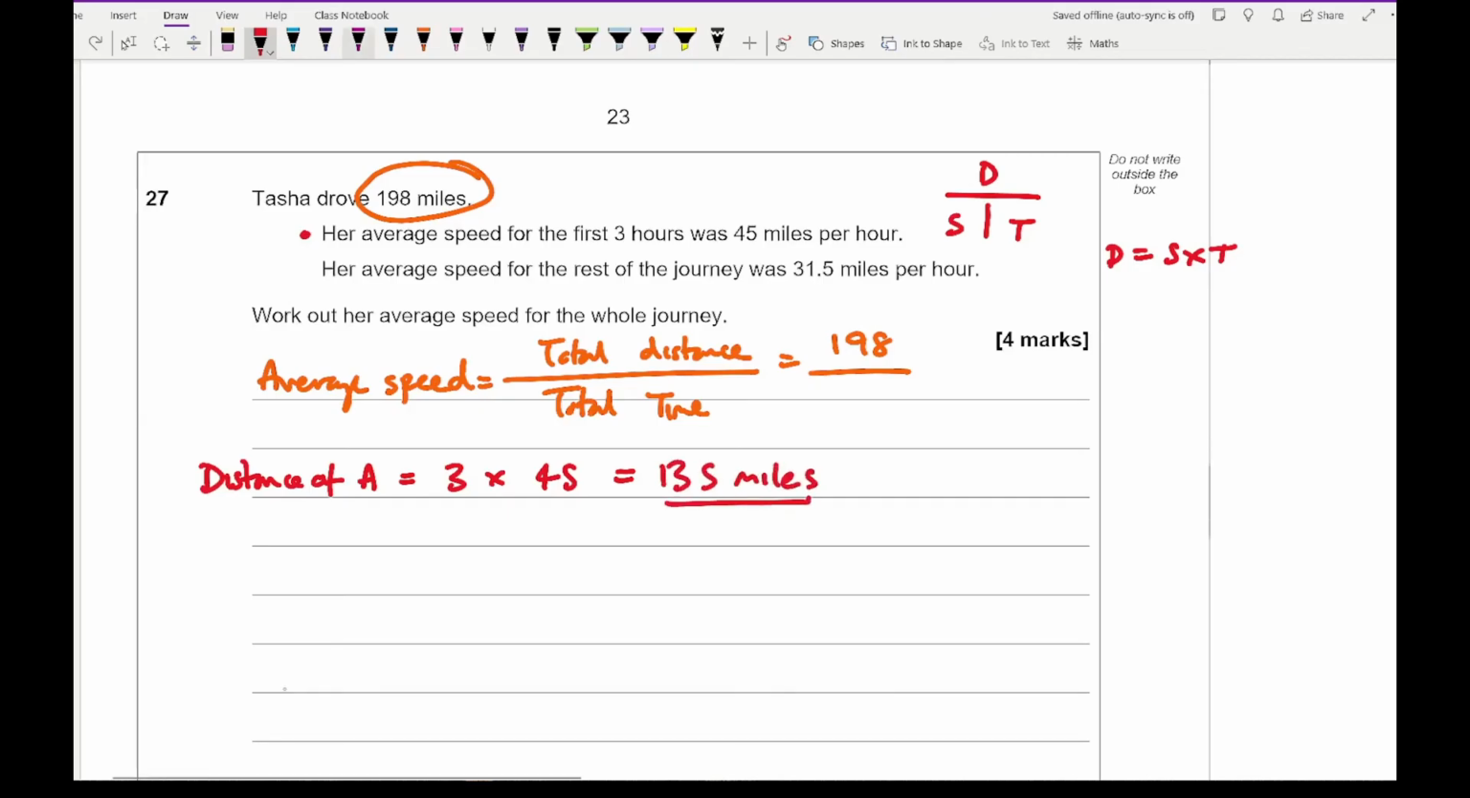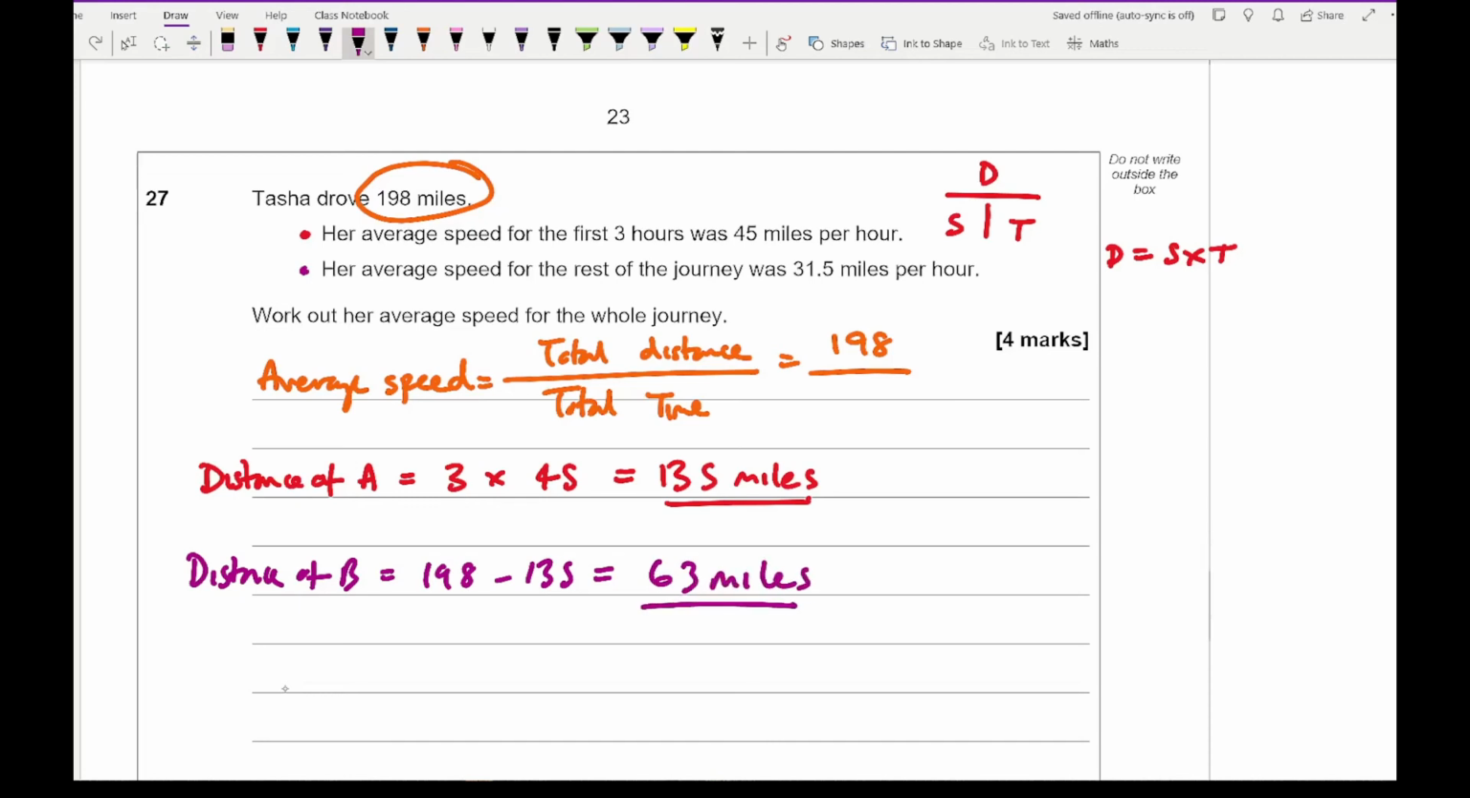Then from this, we can work with our second bit of information, which says that her average speed for the rest of the journey was 31.5 miles per hour. So the distance of B is what we need to work out. We know that the total distance is 198 and the distance of A is 135. So if I take away those two numbers, I get an answer of 63 miles. So that's the distance of B.